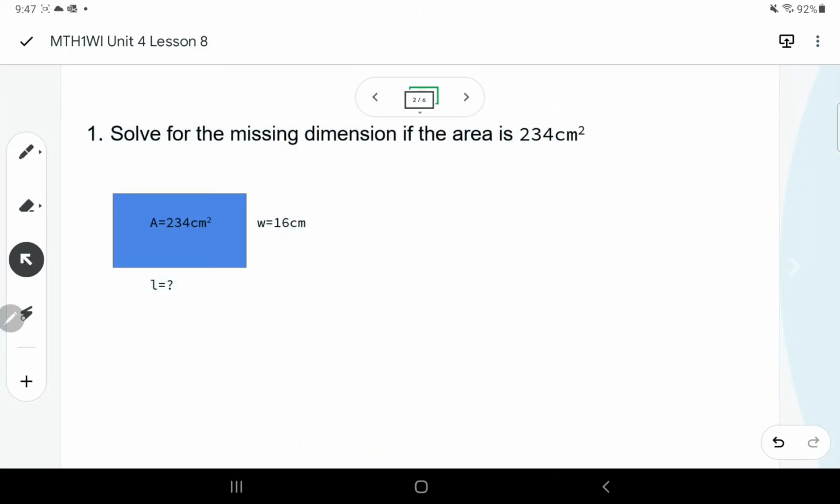So the first question says that we want to solve for the missing dimension if the area of this shape is 234 centimeters squared. My missing dimension down here is my length. I'm told the width is 16 and the length is my missing side, but I know that the area is 234. So I'm going to write out an equation that links these things. I have a length and a width and an area. So I know that for a rectangle, area is length times width.